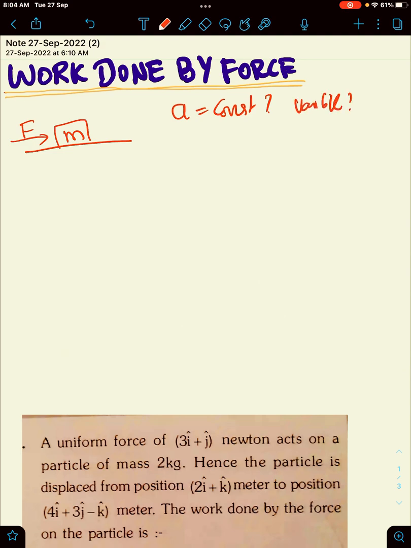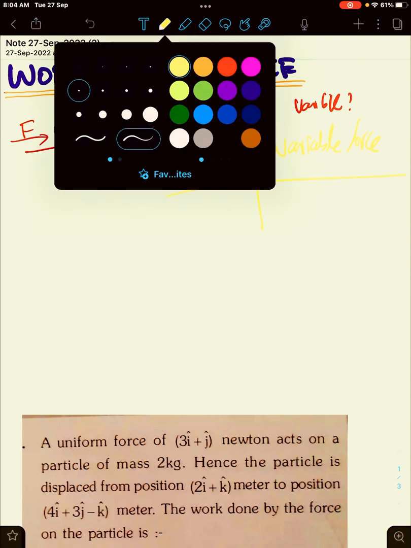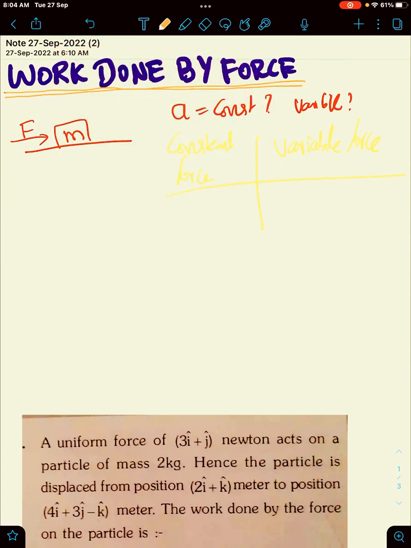This is the question. Depending on whether the acceleration is constant or variable, I can have different types of force. One is the constant force, another one is variable force. Acceleration variable gives a variable force, and constant acceleration gives a constant force. Depending on these two cases we can have work done. That will be the next discussion. But my question is, when can you say that there is a constant force?